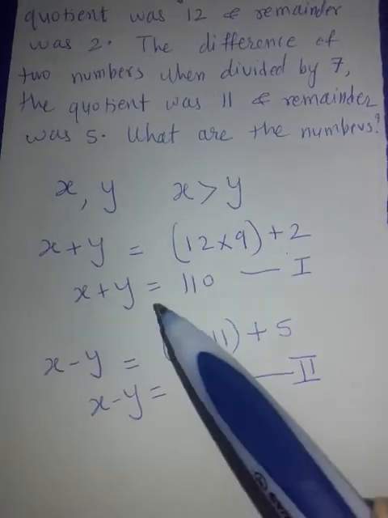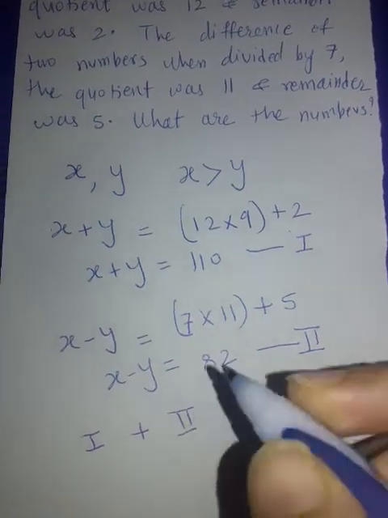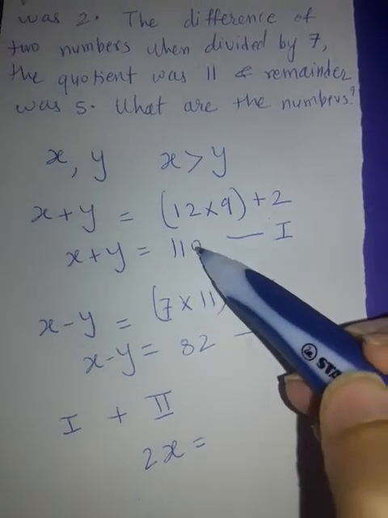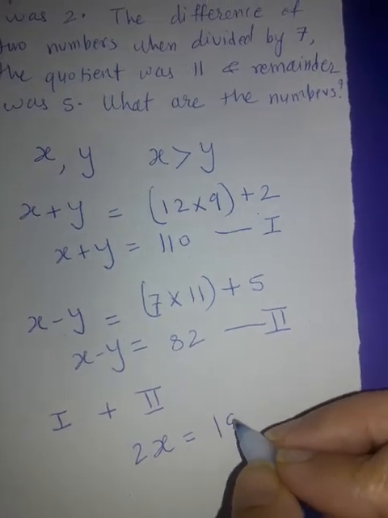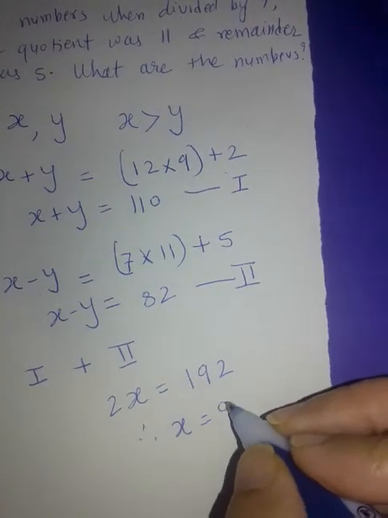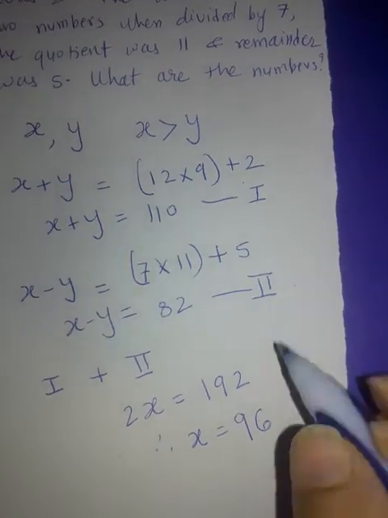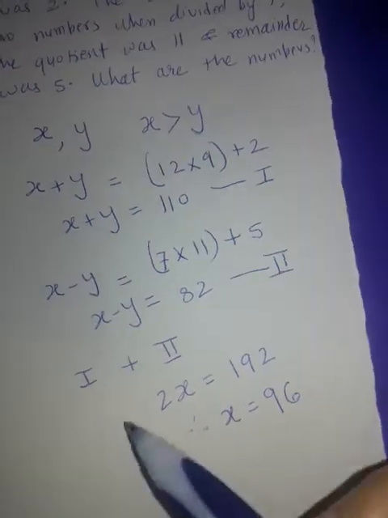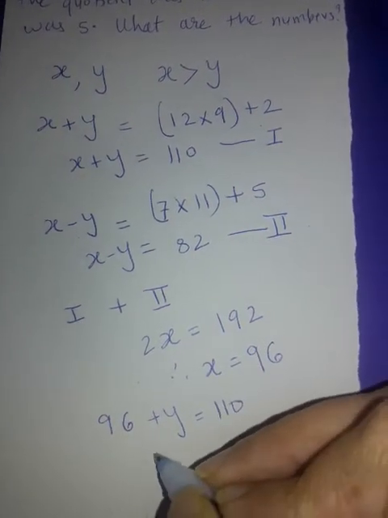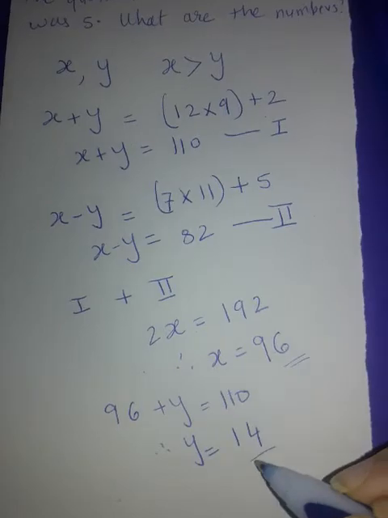We want x and y. So plus y, minus y. What I can do? I can just add equation 1 and 2. x plus x will be 2x. y will be eliminated. 110 plus 82 is 192. So what will be x? Just carry out this division. x will be 96. With this you can find value of y. Substitute here. 96 plus y is equal to 110. Therefore y is 14. So your two numbers are 96 and 14.